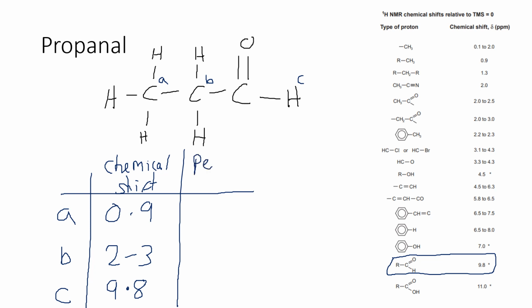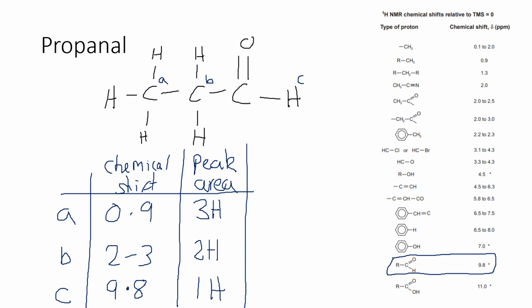The peak area, so the relative area of the peaks, well, A is going to be 3 hydrogens, B is going to be 2 hydrogens, and C is going to be 1 hydrogen, same as before. And then lastly, coupling. Now A is next to a CH2 group, so that's going to be a triplet.